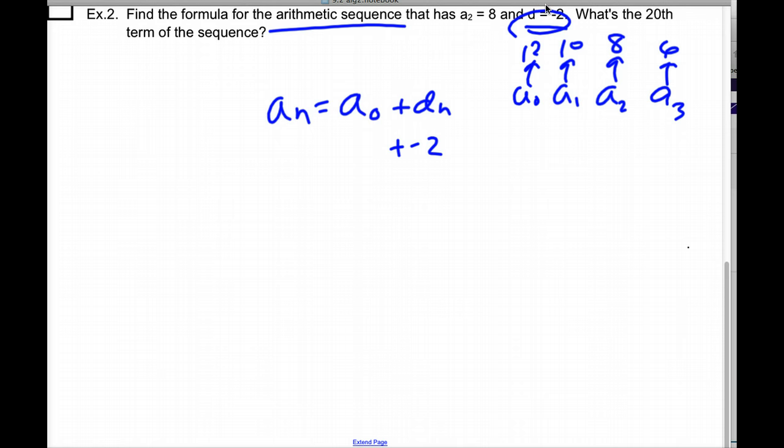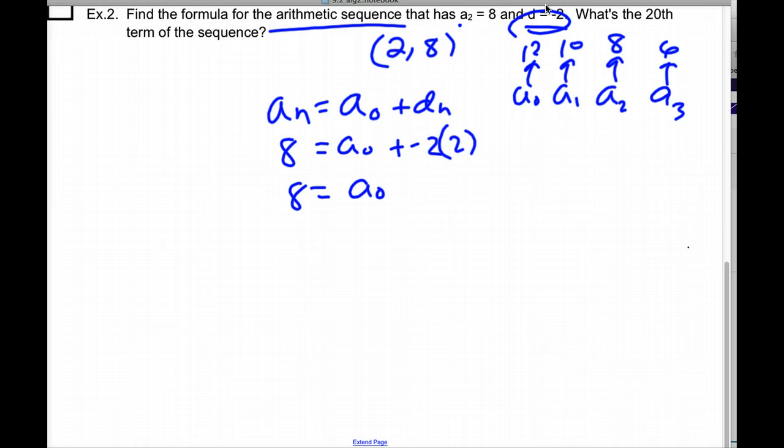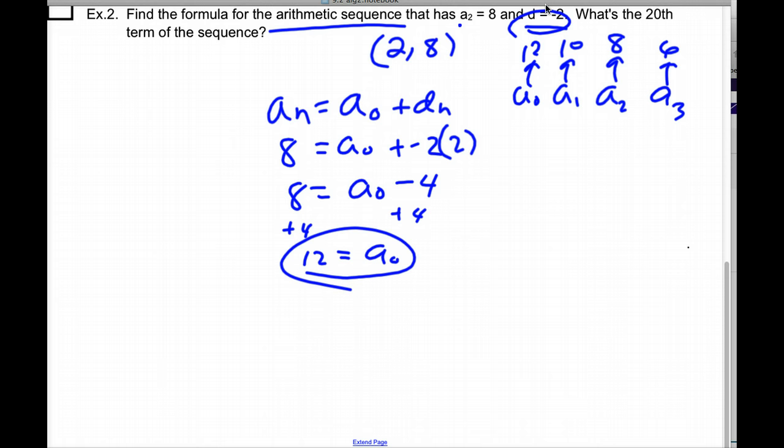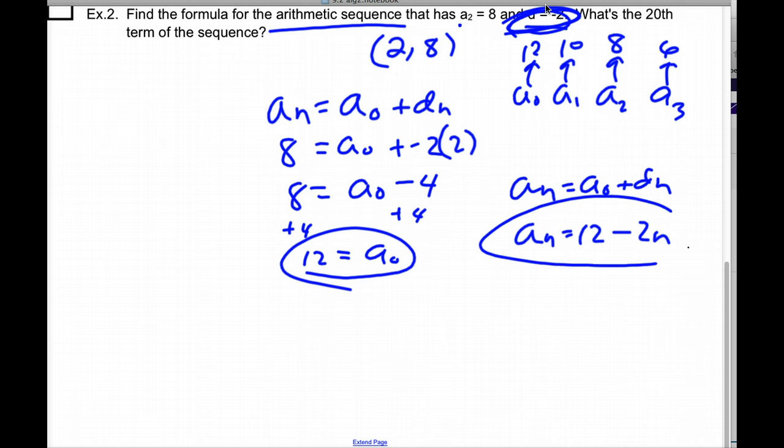What should we do here? Well, A sub 2 equals 8 is basically an ordered pair. It's telling you if you plug in 2, you're going to get 8. So you have an input of 2 and an output of 8. So you plug 2 in, you should get 8 out. A little solving going on here, add the 4, and you get A0 is 12. Don't celebrate there, you have not finished the problem, you've just found A0. You need A0, you need D, plug them in. So you got A sub n equals 12 minus 2n.